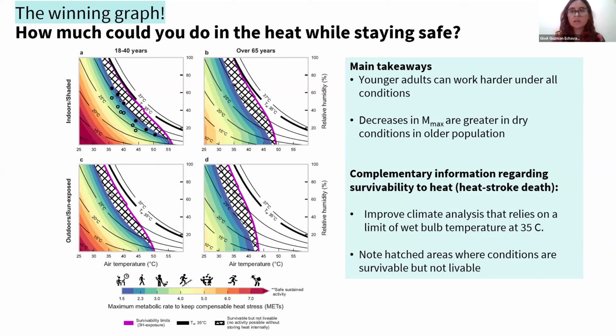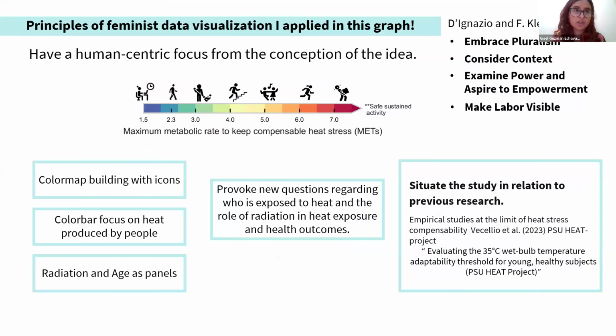So the main takeaways were that younger adults can work harder under all conditions, and the lowest values on the livability metric were for conditions that were hotter and drier, and for the older population. Also here we provide context, as I mentioned, with the results of the survivability assessment, which was the other part of the graph. And we also provide context regarding previous research.